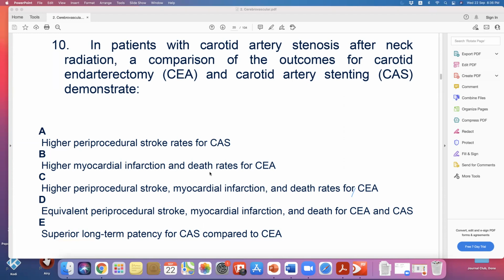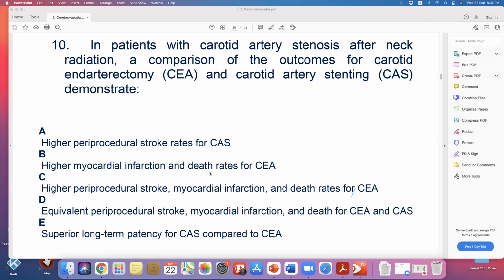Okay. Higher myocardial infarction and death rates after endarterectomy? I don't think so. The same. Everything is the same. The only difference will be the nerve damage. The difference with stent is not the stroke, it's not the mortality, it's only that nerve damage should be higher if you do a surgery. But anything else will be all the same, really, you know?